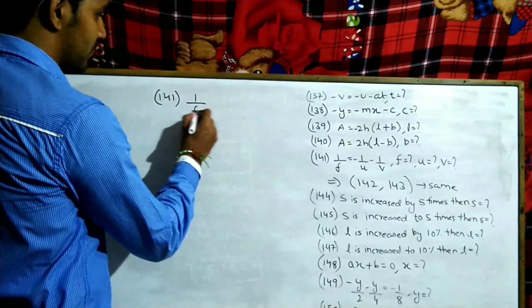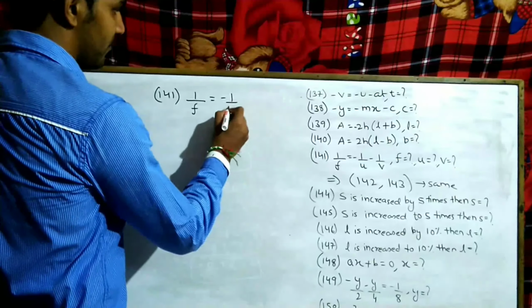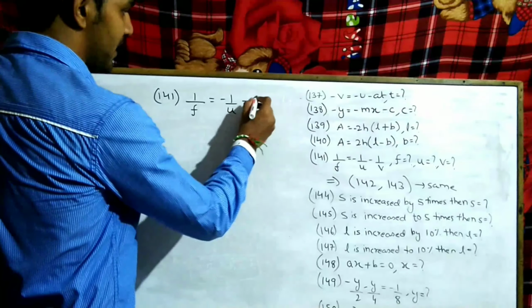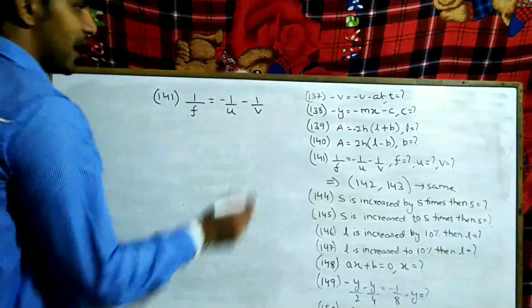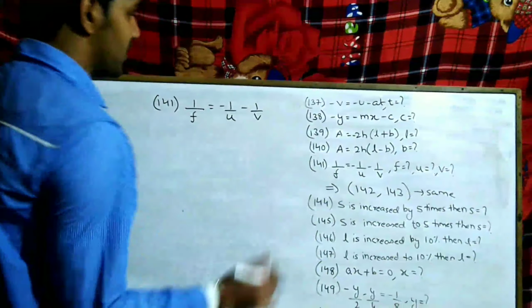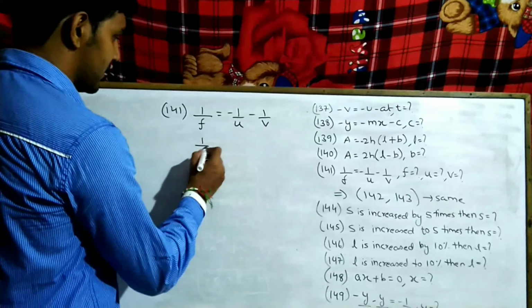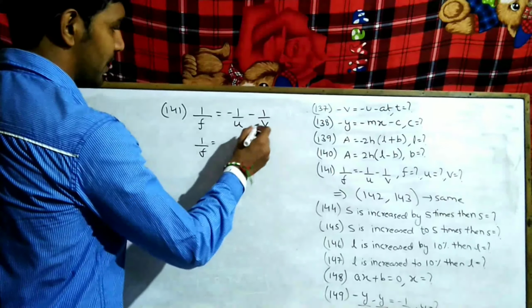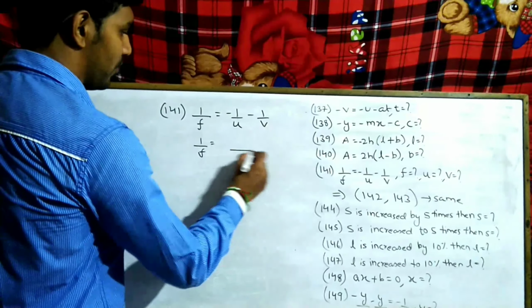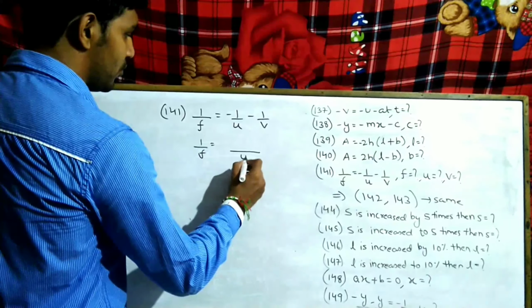1 by f is equal to 1 by v minus 1 by u. We have to find f, u and v. First of all, I will find the f value. See, how to find the f value? Just take the LCM. If you don't know the LCM, just multiply down, u into v.